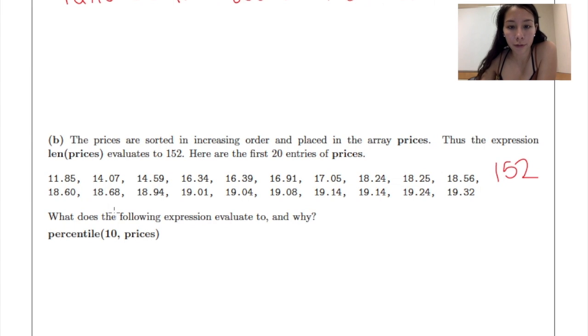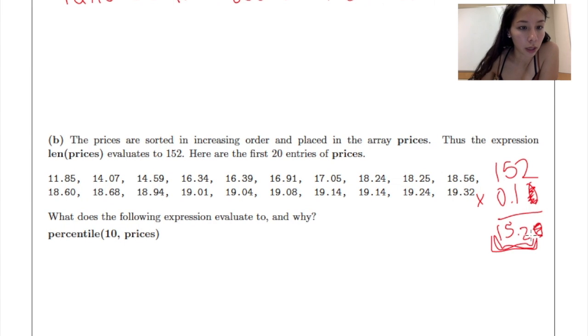So immediately we're going to find what 10% of 152 would be. So we can just do 0.1 times 152, which is 15.2. So we want to be looking for something that is at least 15.2 entries into this array.